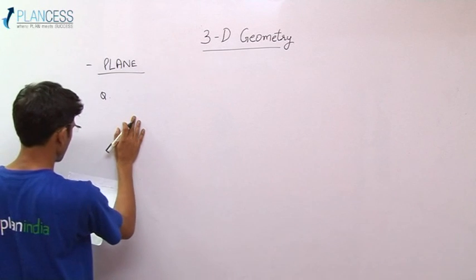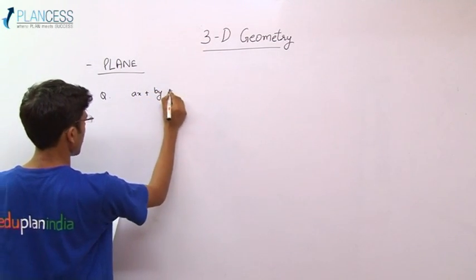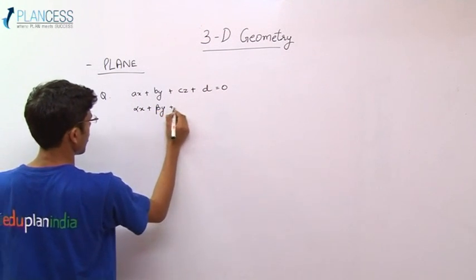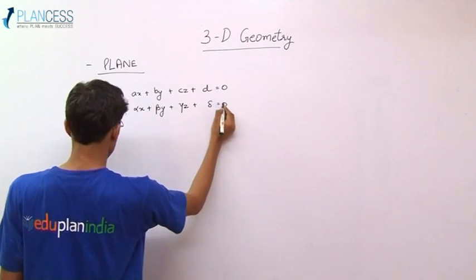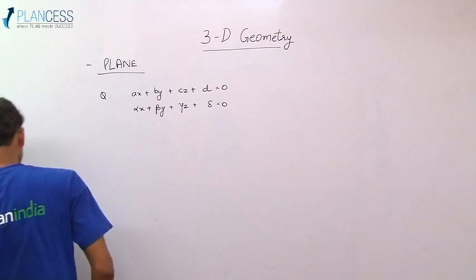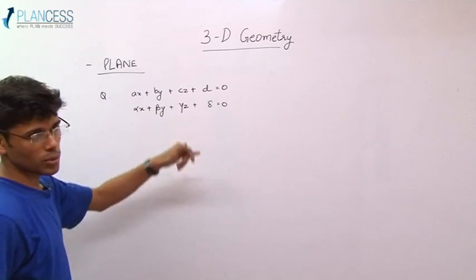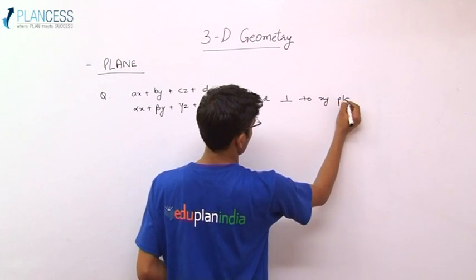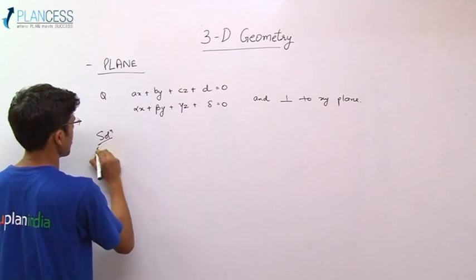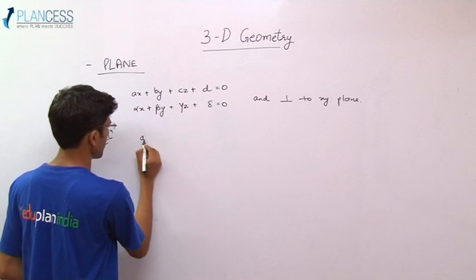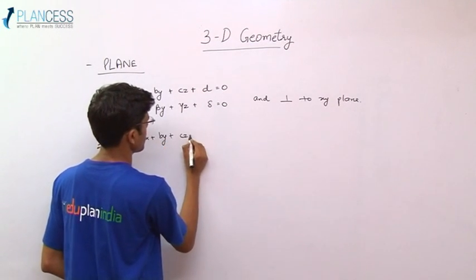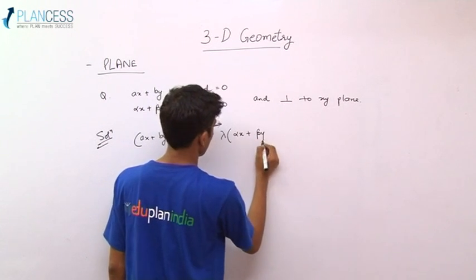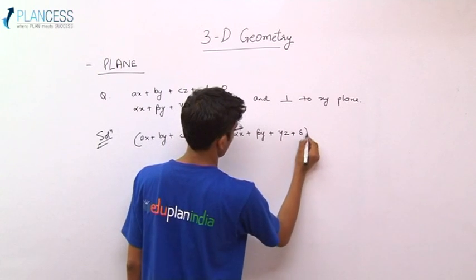So the question is, we have two planes ax plus by plus cz plus d is equals to 0 and alpha x plus beta y plus gamma z plus delta is equals to 0, so we have these two planes. We have to find the plane passing through the line of intersection of these planes and perpendicular to xy plane. So the solution is through family of planes. So we know that the plane which is passing through the line of intersection of these planes can be written as ax plus by plus cz plus d plus some lambda times alpha x plus beta y plus gamma z plus delta is equals to 0.